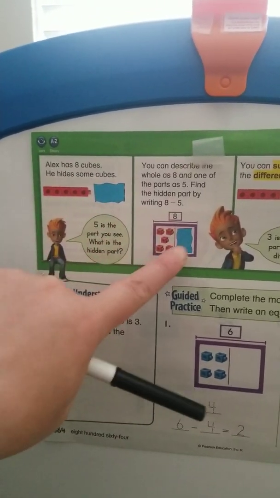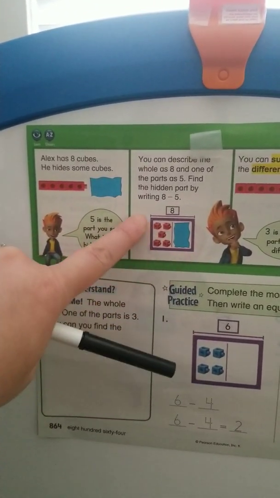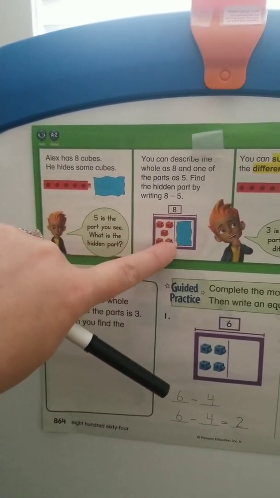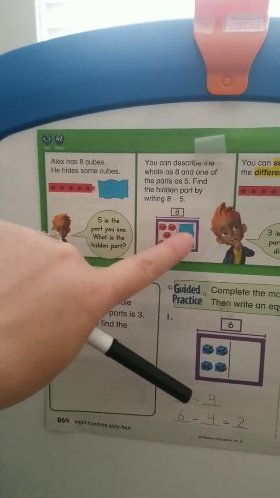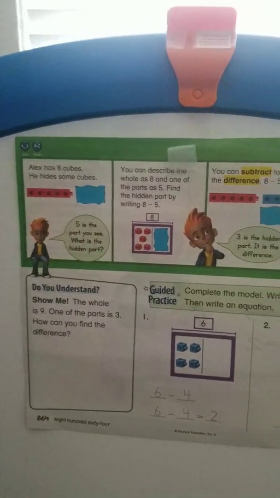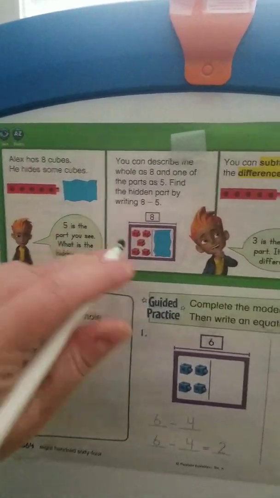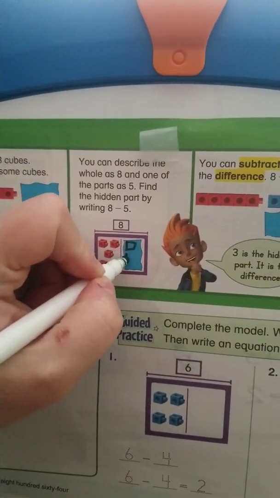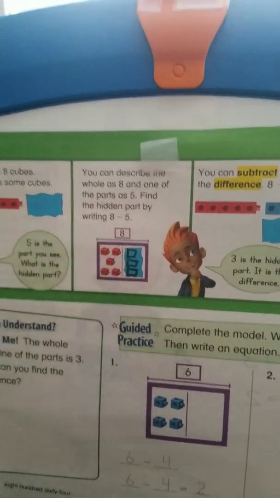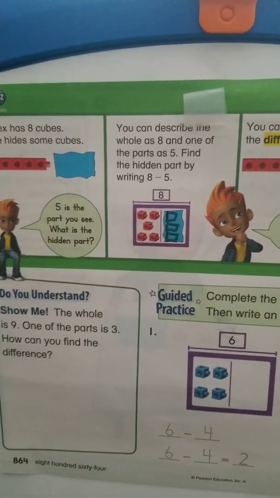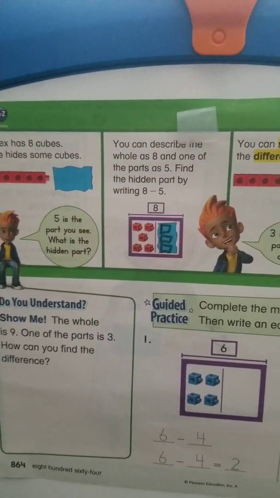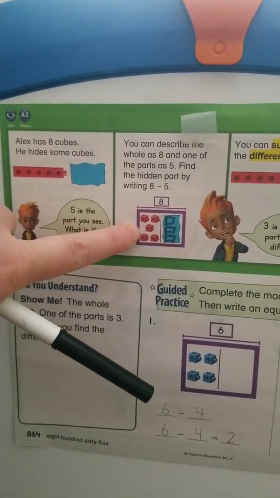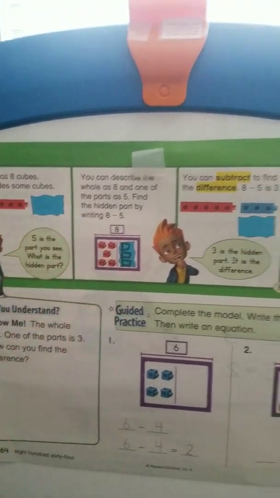So we know that there are 8 cubes all together in this purple box. And one of those parts is 5. We know that he has 5. So one part is 5. How many parts are on this side? Well, let's draw it out. There's 5 here, and let's count on and see. 6, 7, 8. How many boxes did I draw? 3. So we know that 8 is made up of 2 parts, 5 and 3.